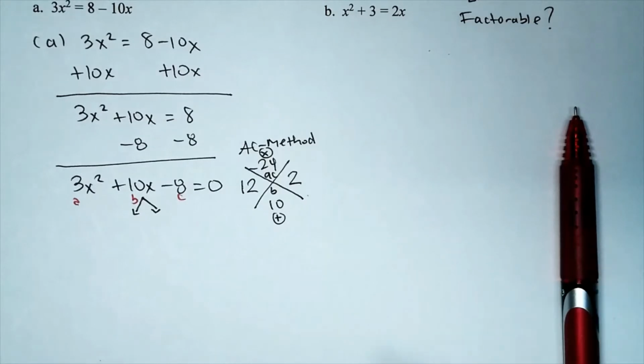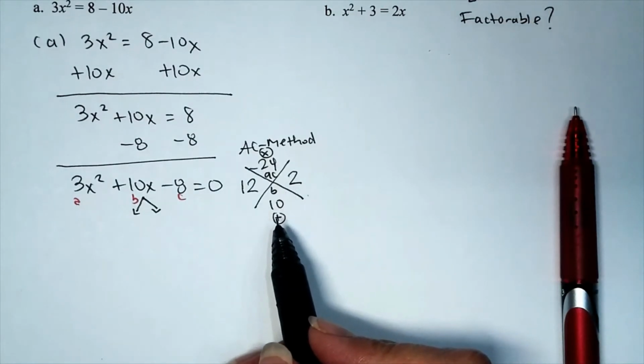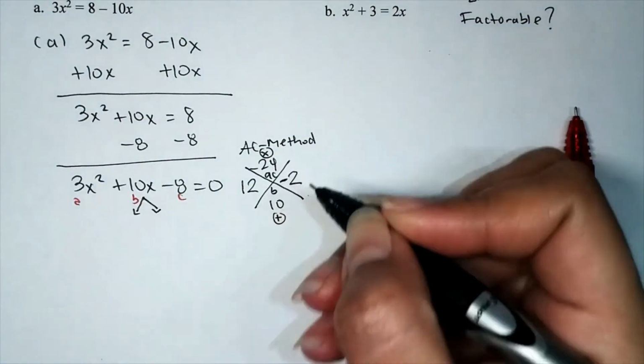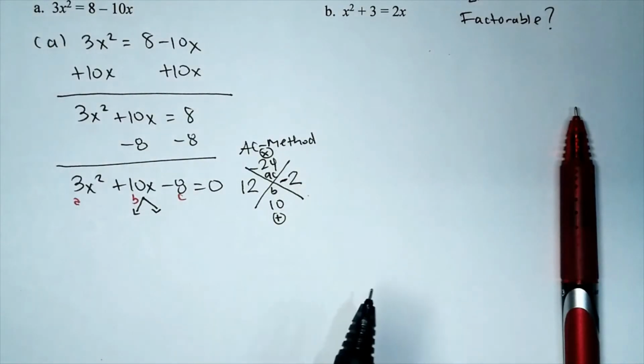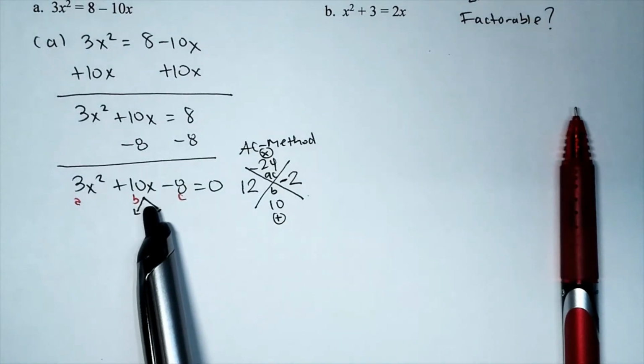Okay, so the product of 12 and 2 is 24, but I need the larger factor to be positive. So in this case, it's going to be 12 and -2. So again, the gist of the AC method is to split the middle term, so we can have 4 terms and then factor by grouping.